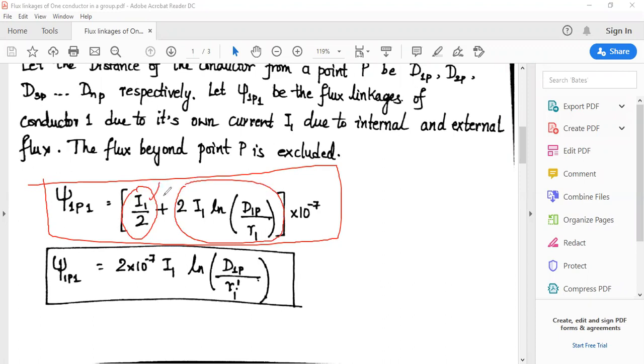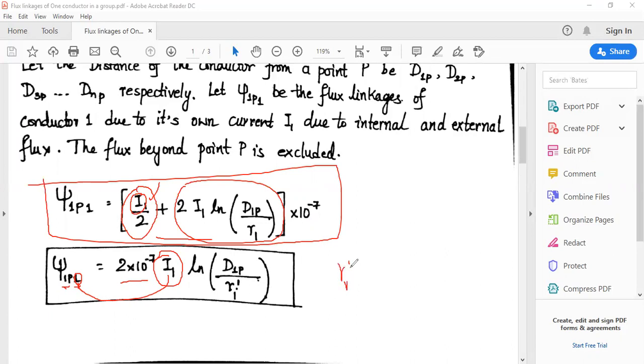So this is the inductance. Before doing the inductance, we took the current I1, the flux linking the coil, multiplied by 10 power minus 7. In both cases, I have taken 10 power minus 7 as the common factor. At the end, the flux phi 1P, due to current I1, is given by 2 into 10 power minus 7, where the subscript 1 is the current I1, times ln of D1P divided by r1 dash.